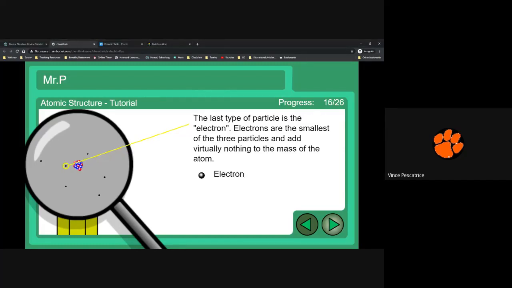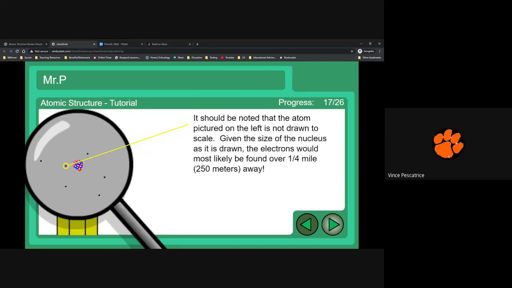All right, so the last type is electrons. They're the smallest, and they don't add anything to the mass because they're that small. The only thing I need to point out is that an atom is mostly made up of empty space, which is really weird to think about because there are so many atoms packed so close together that they can make solid objects. You would think that they would have to be close together, but if you're looking at an individual atom, it's mostly empty space.